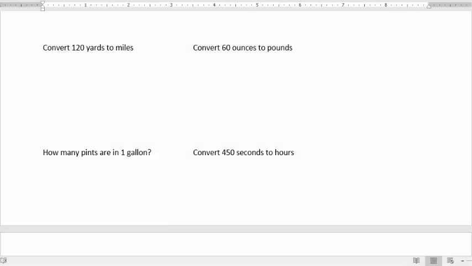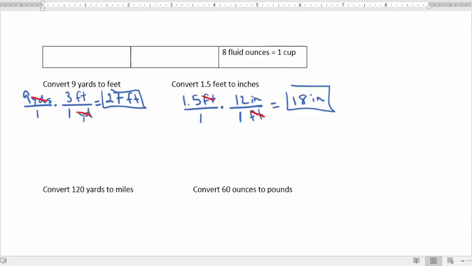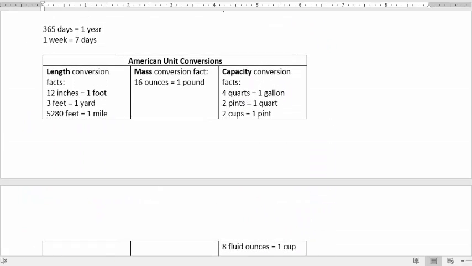So the next one is going to be a little bit more complicated because it's got two conversion factors that you're going to have to use, right? Do we have a direct conversion that goes from yards to miles? No, we don't. If we go back up there and look, we can see that we only have yards to feet, and then we have feet to miles. So we're going to first have to convert yards into feet and then convert feet into miles.